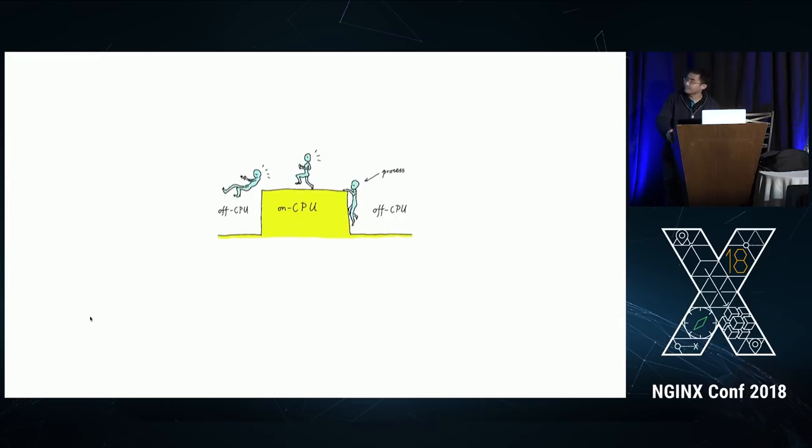I also drew this graph. Basically, the process is like a Martian that can climb up the CPU, and when it's running on the CPU, we do some profiling and sampling. And when it's not running on any CPU cores, we call it off-CPU time.